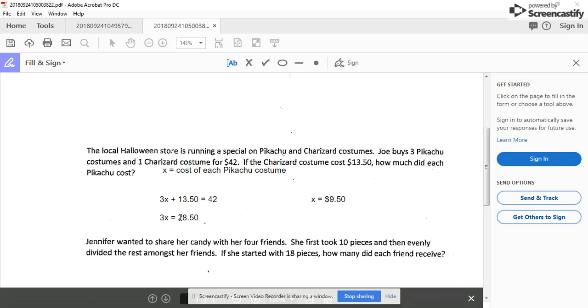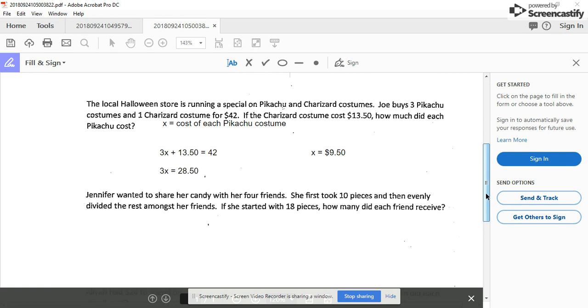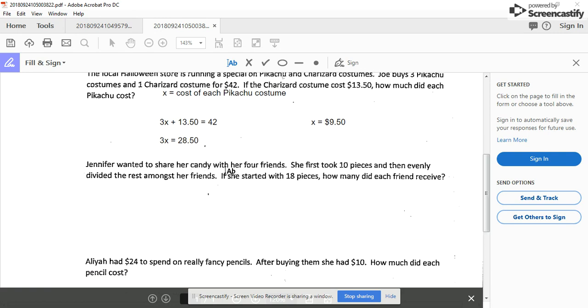This is the first step, second step, and finally the third step. Let's look at these. Jennifer wanted to share her candy with her 4 friends. She first took 10 pieces and then evenly divided the rest amongst her friends. If she started with 18 pieces, how many did each friend receive? So what is it that we don't know? We don't know how many candies each friend received.